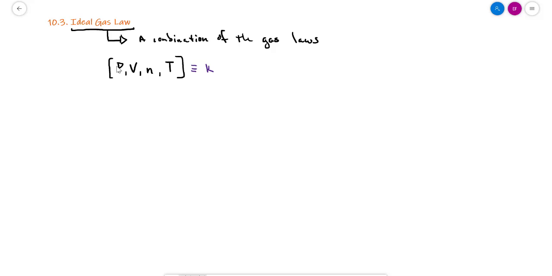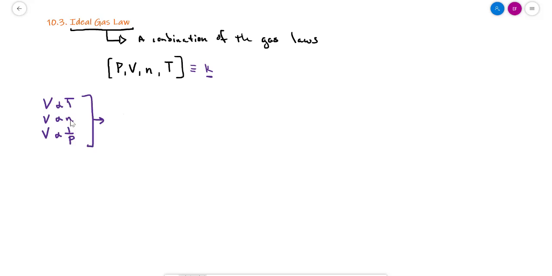So what we can do mathematically now is just algebraically substitute all of these three different gas laws, since they all have a common constant, and combine them into a single law, which is the ideal gas law. So let's do that.